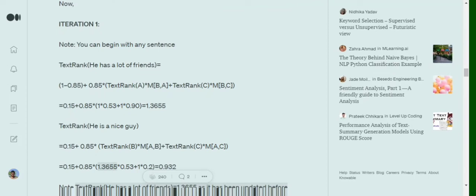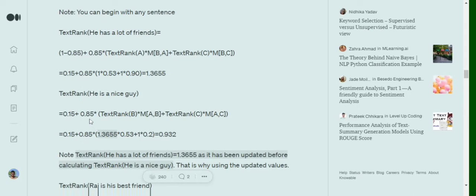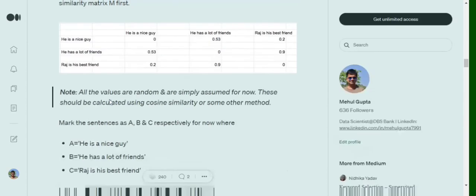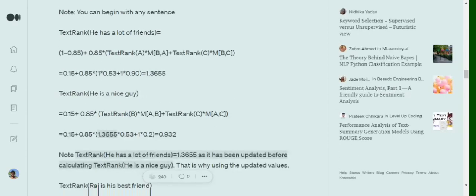Here, if you look closely, we are getting the formula 1 minus d plus d into the TextRank of the remaining two sentences apart from B, that is TextRank of A into the similarity between sentence B and sentence A, plus the TextRank of C into the similarity between sentence B and sentence C. Eventually, this calculates to 1.36. Now, we will update the value for TextRank of B to 1.36. Now, next time when we are calculating the TextRank for some other sentence, like he is a nice guy, our sentence number A, the updated value of the TextRank, if any, will be used.